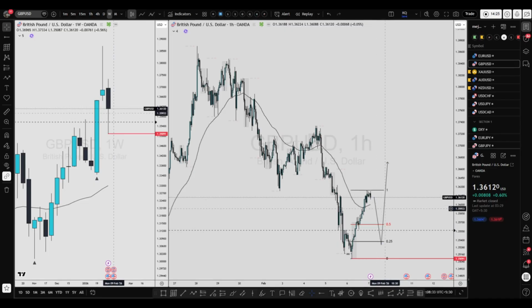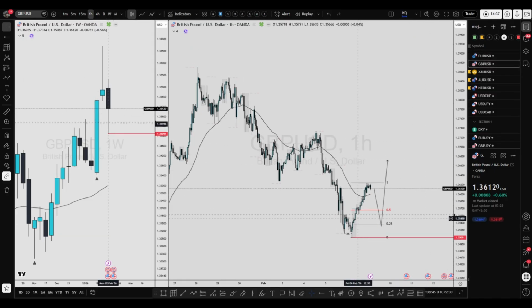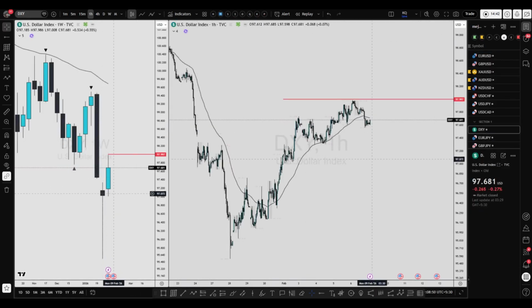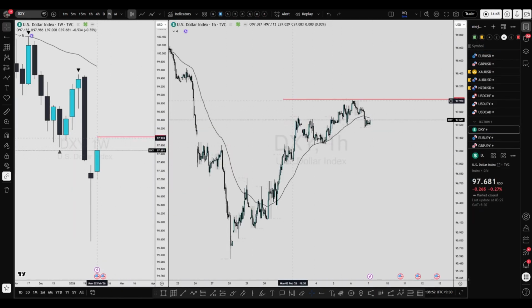The better option for me is to wait for a trend change completely and wait for price to clearly trade above the 50 EMA in 1 hour. I'm gonna skip these two setups because they are very low probability, even Dixie weekly bias is clearly bullish.